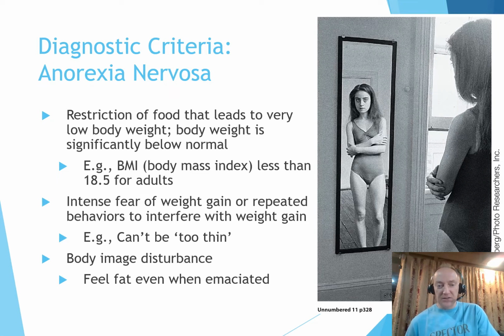A main way of figuring out what is too low of a body weight is the BMI, the body mass index. So it's not just the number of pounds that is the best indicator of whether or not you are overweight. It is taking into consideration your overall size, your height as well. So in the DSM-5, a body mass index less than 18.5 is a diagnostic indicator of anorexia nervosa.